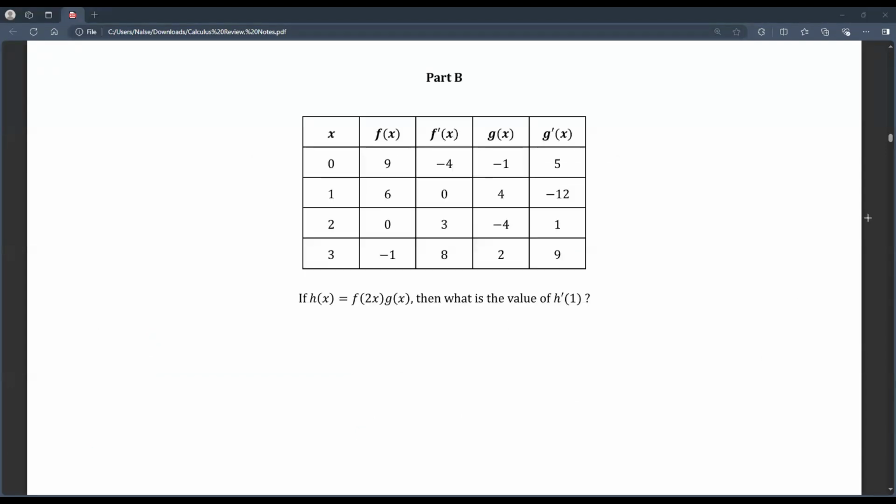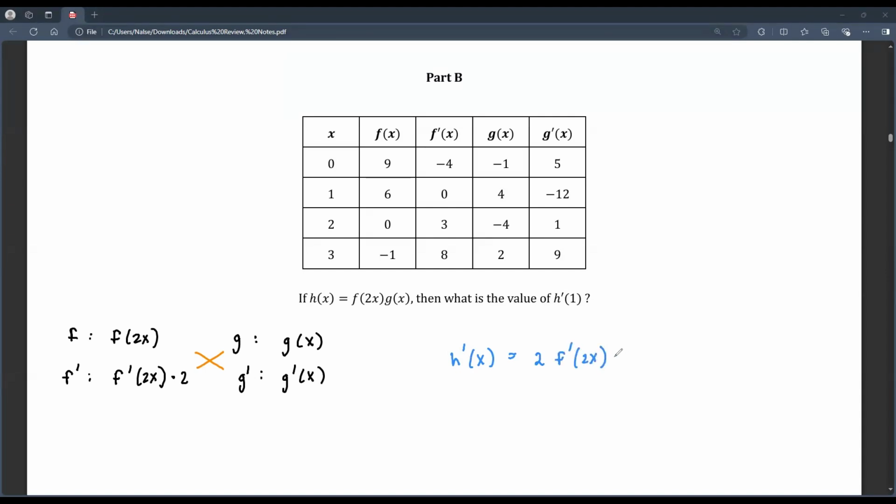Part B gives us a chart of values for f, f prime, g, and g prime. Before we can use values in the chart, we need to know what the derivative rule is for h of x. This will require us to not only use product rule, but also chain rule. The function f has a 2x inside, and this is why chain rule is important. After we use product rule, we can plug in an x value of 1, and once we do, we can start to see the values we need to get from the chart.